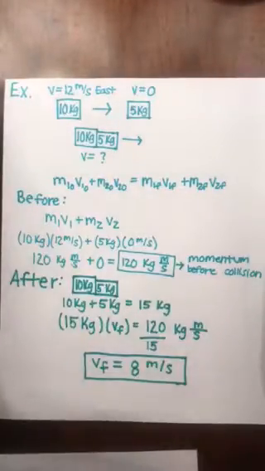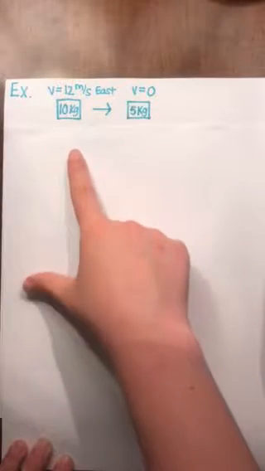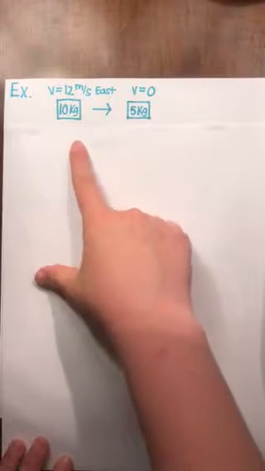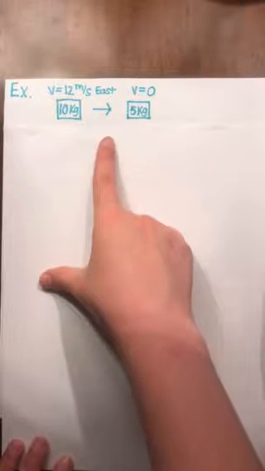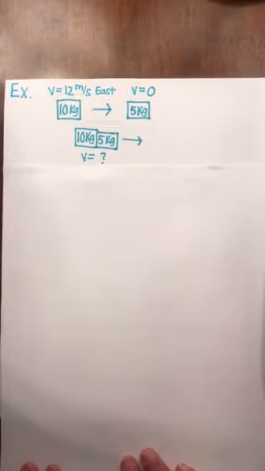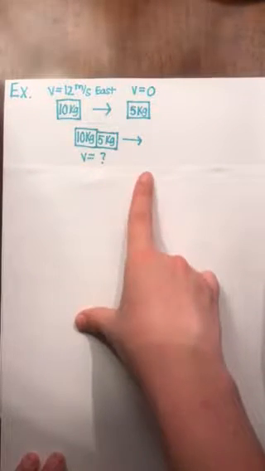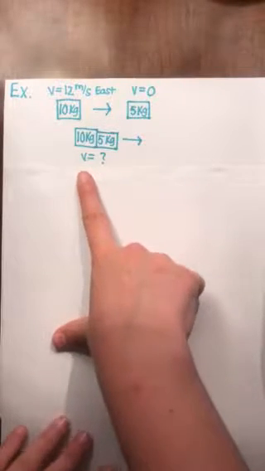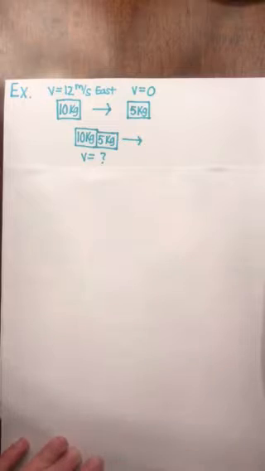Using this in an example, we have two objects that are going to be colliding. One is 10 kilograms and the other is 5 kilograms. The 10 kilogram object is moving at 12 meters per second east, and it's going to be colliding with a 5 kilogram object at rest, so its velocity is 0. After these objects collide, they are going to stick together, and what we need to calculate is the final velocity of the objects after they collide.